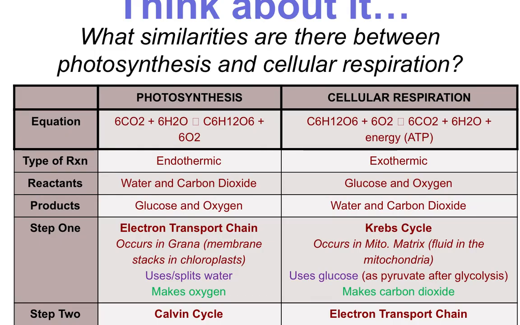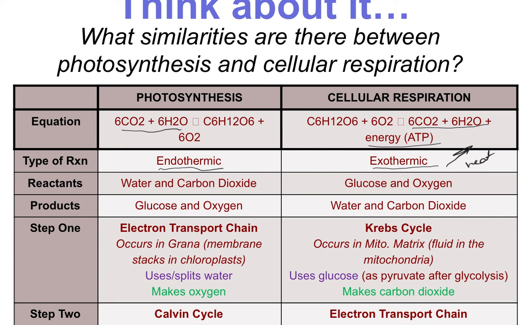So let's think about this, because we've talked a lot about photosynthesis and now we're talking about cellular respiration. Photosynthesis has carbon dioxide and water as its reactants, and cellular respiration uses them as products. Cellular respiration's product will be ATP. Photosynthesis is endothermic, and cellular respiration is exothermic. Exothermic here meaning that it's going to give off heat, all right?